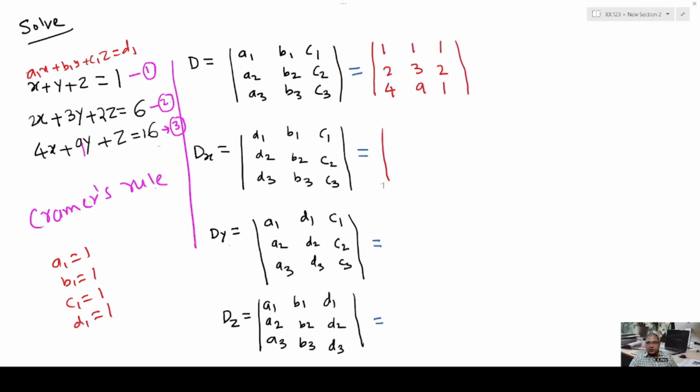Now we put the respective values in place of a1, b1, c1 and d1 and we get the four determinants. Like D, I have already written. Now in place of d1, what is d1? D1 is 1, d2 is 6 and d3 is 16, and b1 is 1, b2 is 3 and b3 is 9, c1 is 1, c2 is 2 and c3 is 1. Like this we can put the values in dy as well as in dz.